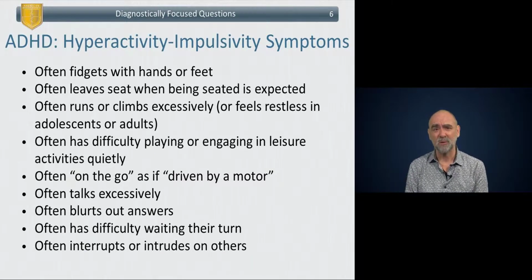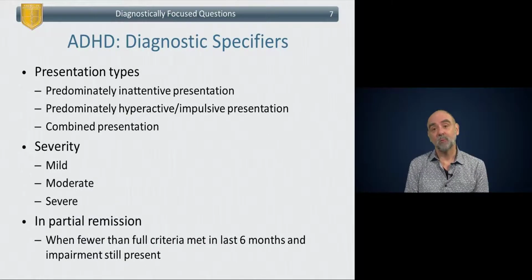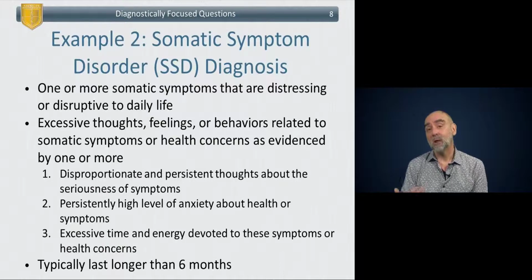Same thing with hyperactivity-impulsivity. Often fidgets, leaves seat when being seated as expected, often runs or climbs excessively, has difficulty playing or engaging in leisure activities quietly, on the go as if driven by a motor, talks excessively, blurts out answers to questions, has difficulty waiting their turn, interrupts or intrudes on others. Again, just examples of hyperactivity-impulsivity. So specifiers, so you can have predominantly the inattentive type or the hyperactive impulsive type, or combined, and then you can have mild, moderate, severe, and just note that ADHD can be in partial remission.